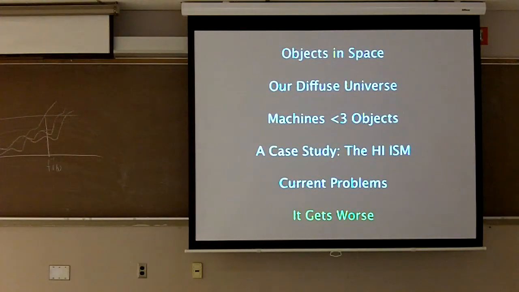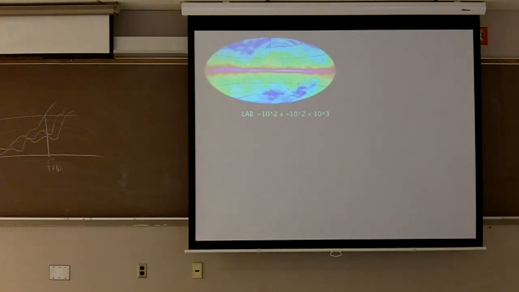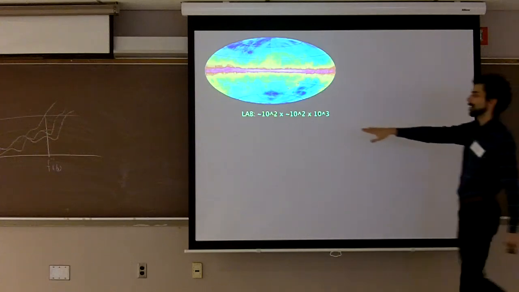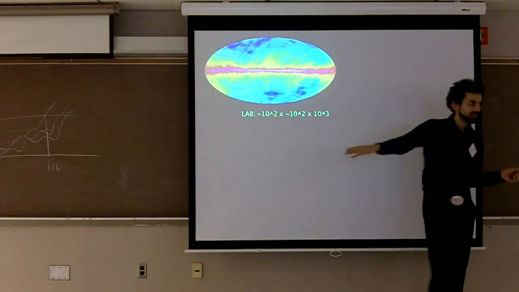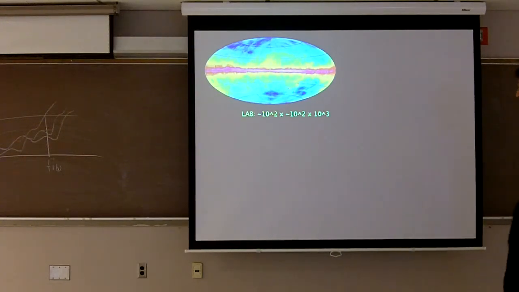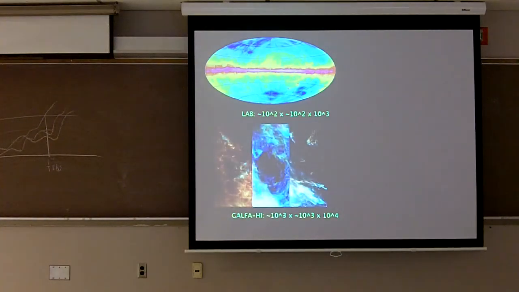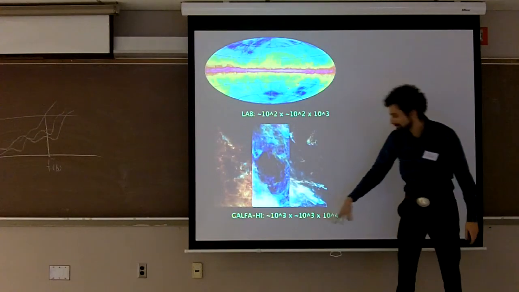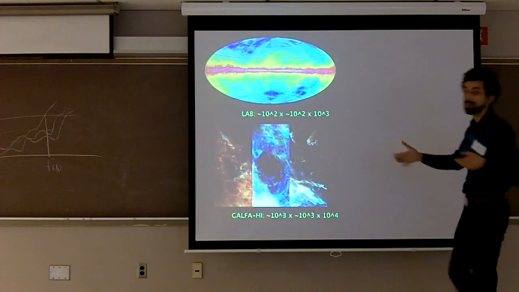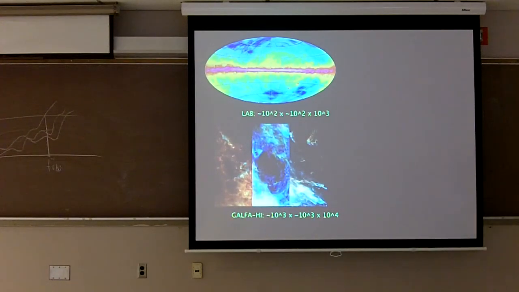And then I want to tell you about the worst part of all of this. So this is the LAB survey. It's about a few hundred by a few hundred resolution elements by about 1,000 channels. Now the GALFA-HI survey, which is what I've been talking about mostly, the stuff I did my thesis work on, is a few thousand by a few thousand, maybe 10,000 by a few thousand resolution elements by about 10,000 in channel space. Okay, so we've got 10,000 channels, 8,000 channels or so.